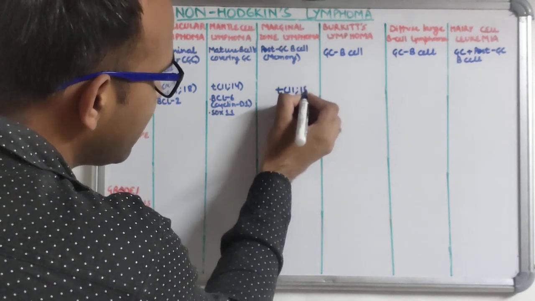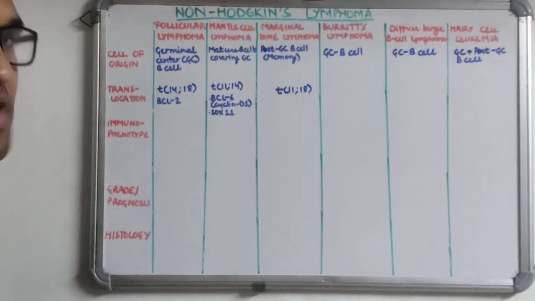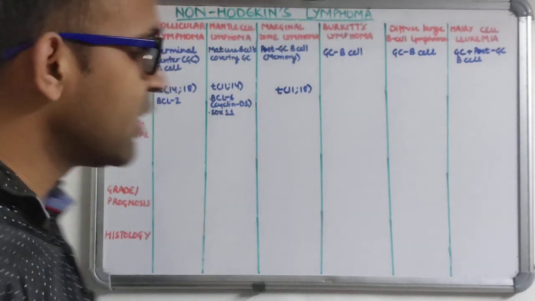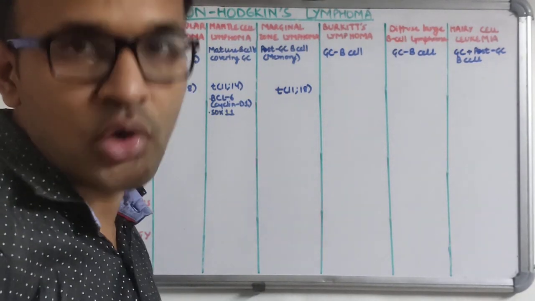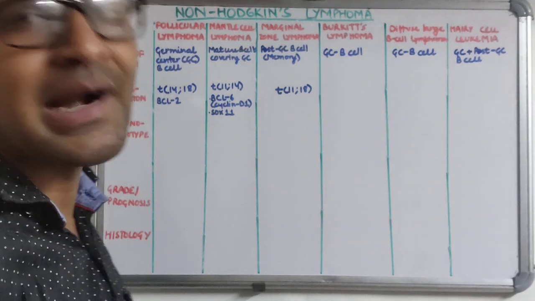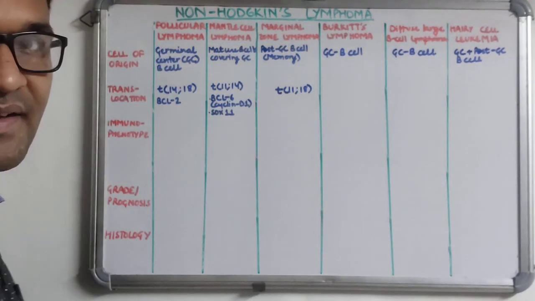In nearly up to 50% of cases, the translocation 11;18 is seen. In 50% of cases of particularly extranodal marginal zone lymphoma, which we call maltoma, the translocation 11;18 can be seen.